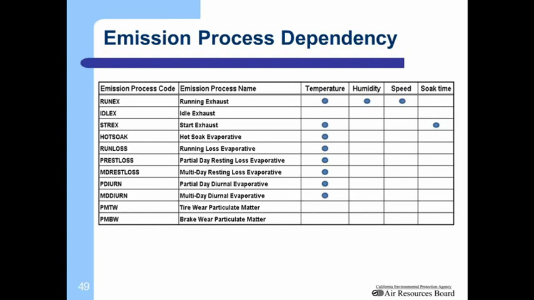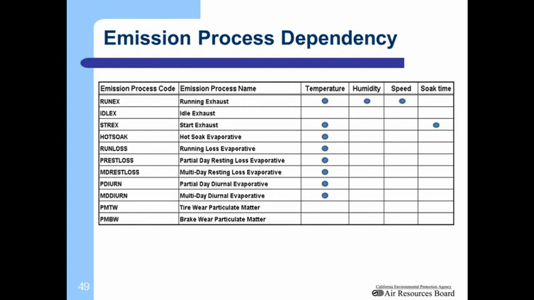After that, we have six evaporative emission processes, including hot soak, which is the emission from the vehicle within a short period after the engine has been turned off and the engine is still warm. And running loss is the evaporative emission from the car that's operating or running.